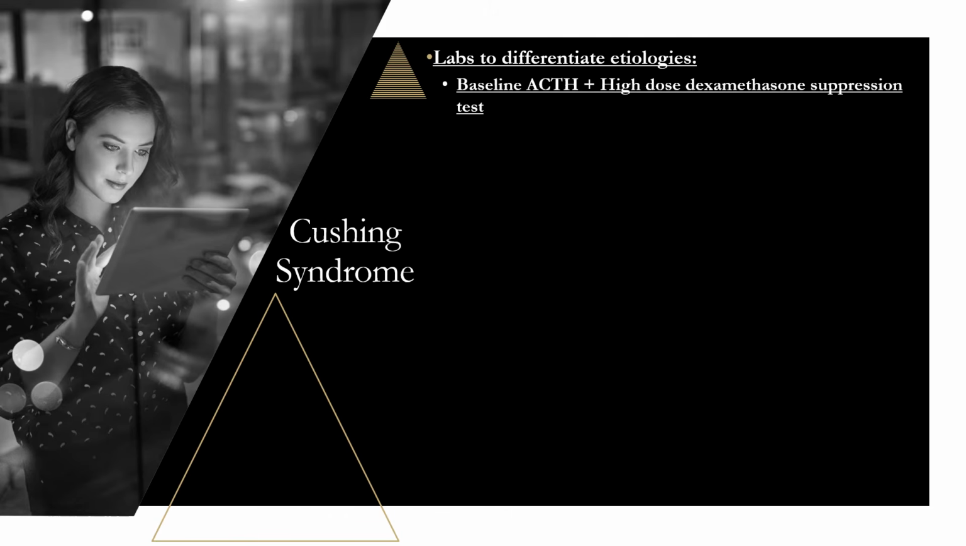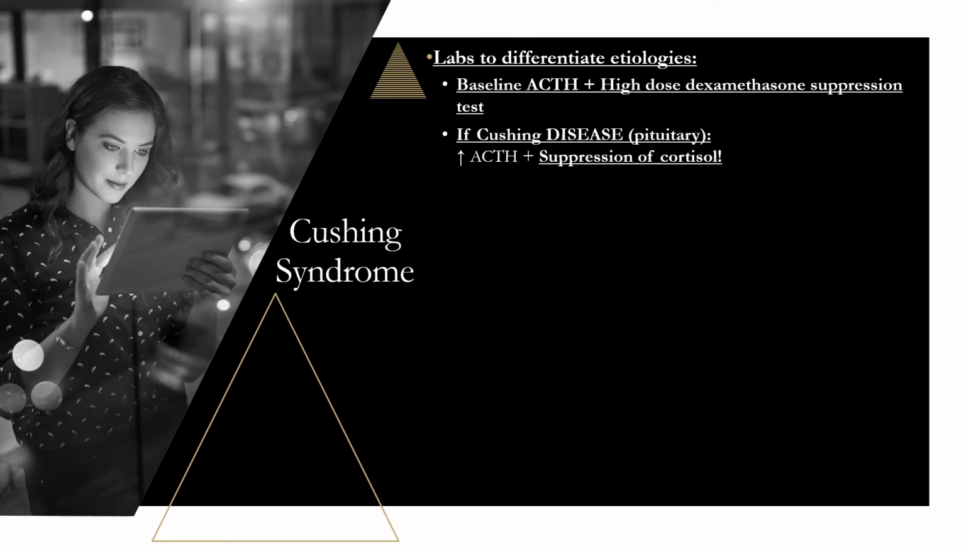So the way that we do that, first we get their baseline ACTH, see if it's elevated or decreased. And then we go ahead and we do a high dose dexamethasone suppression test. So in this case, we give them a larger dose of the dexamethasone, and we again test the cortisol levels. And if it's Cushing disease, meaning that it's caused from a pituitary problem, you're going to see an increased ACTH and you're going to see a suppression of cortisol. This is important to remember.